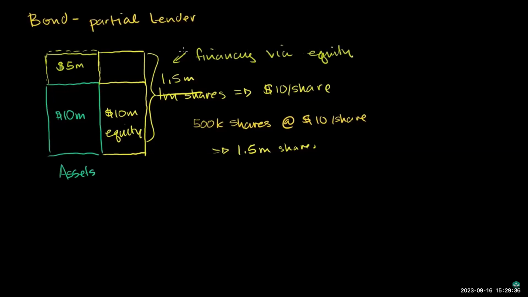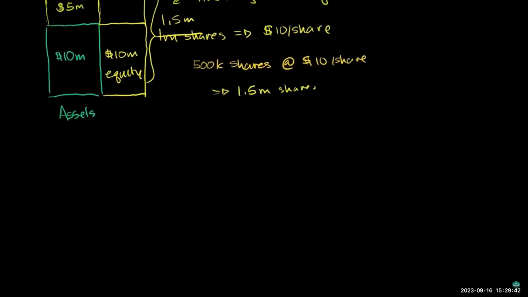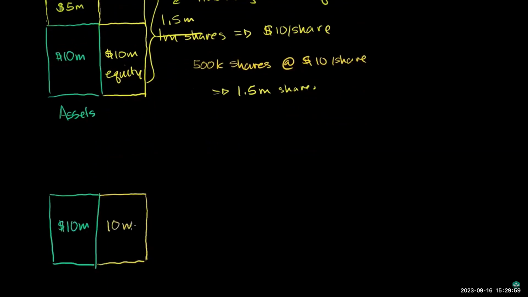Now, the other way to do it is to borrow the money. So let me redraw this company. I'll leave this up here just so we can compare the two. Once again, we have $10 million of assets, and we have $10 million of equity to start off with. And instead of issuing stock to get the $5 million, we're going to borrow the money.